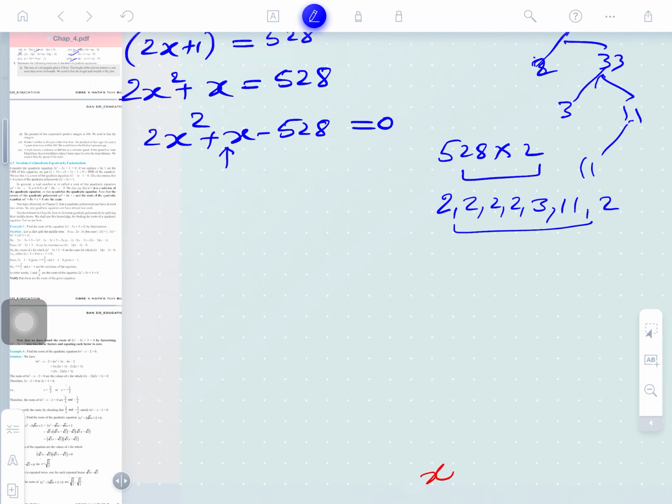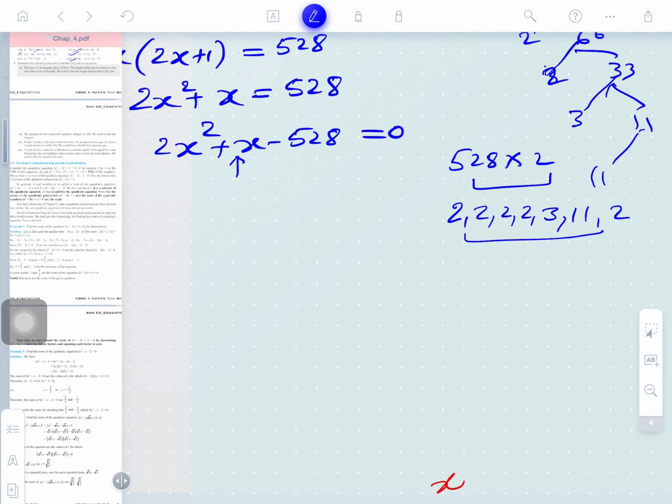So from these factors we have to make two numbers such that their sum or difference must be 1. How many 2s are here? 1 2 3 4 5 2s are here. So 3 together we will take here: 2 2s are 4, 2s are 8, and 8 3s are 24 can be taken here. 2 2s are 4, 4 2s are 8, 8 3s are 24.